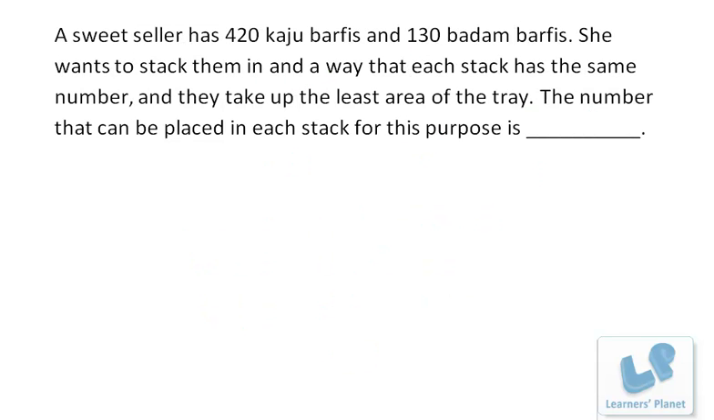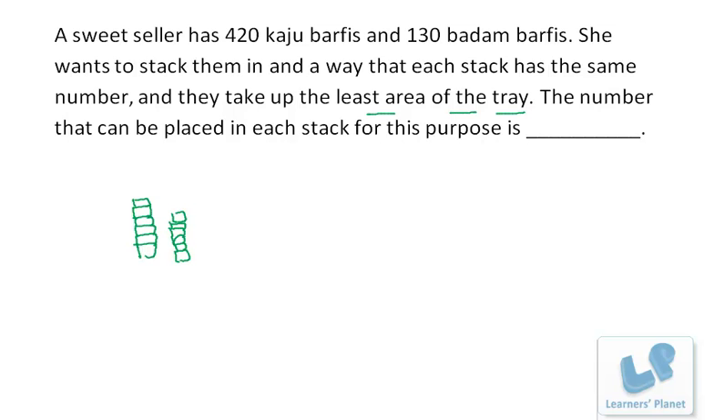Now this question: a sweet seller has 420 kaju burfis and 130 badam burfis. She wants to stack them in a way that each stack has the same number and they take up the least area of the tray, right? Now the number that can be placed in each stack for this purpose. That means she is arranging the burfis like this, kaju burfi and badam burfi, something like this. Okay, now the burfis should take the least area of the tray, and every stack should have the same number.